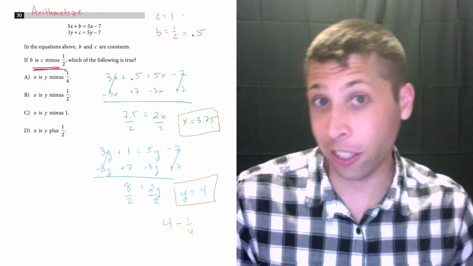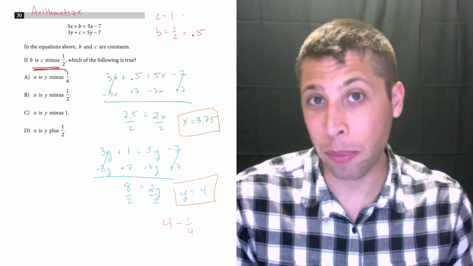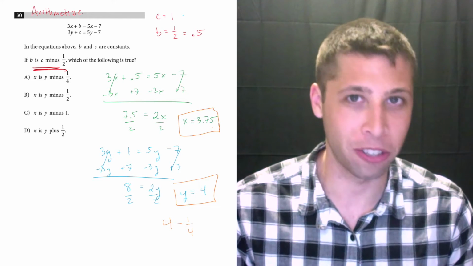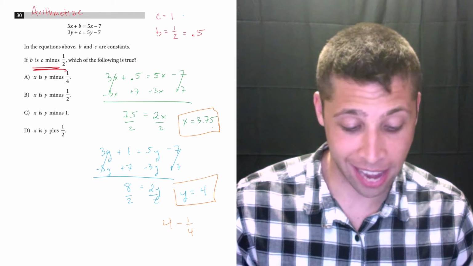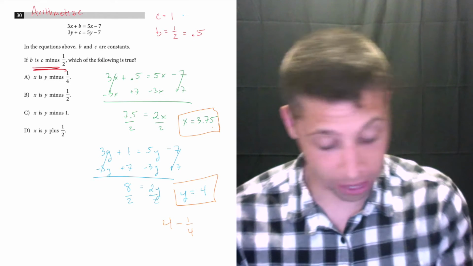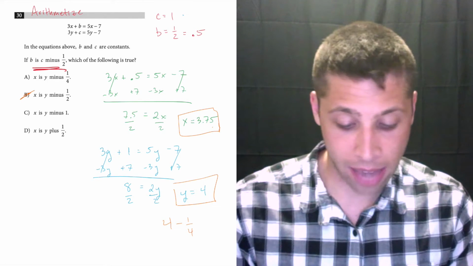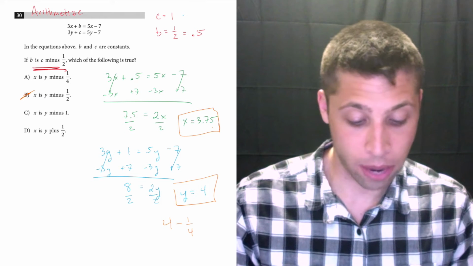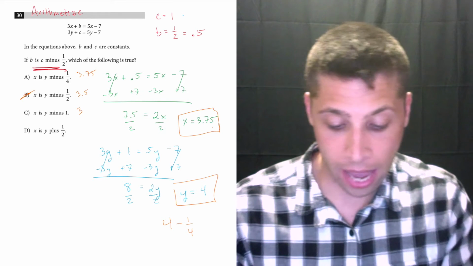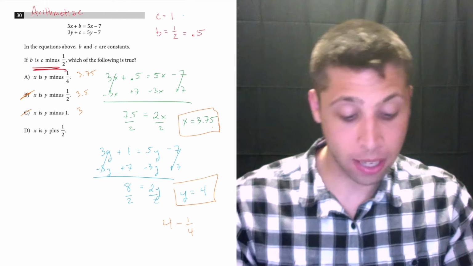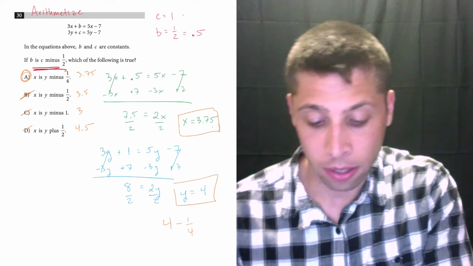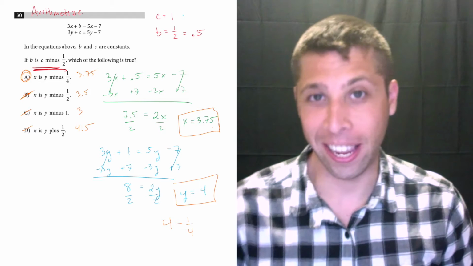So that seems to make sense. We should check all the other choices. Sometimes we pick bad numbers, but the way these choices are set up, it's not really possible that multiple choices could work. X is y minus a half. Well, no, y minus a half would be 3.5, right? So that doesn't work. X is y minus 1. Well, that would be 3. So 3, 3.5, 3.75. And x is y plus a half. Well, that would be 4.5. And that doesn't work either, leaving us with A, which is the answer.